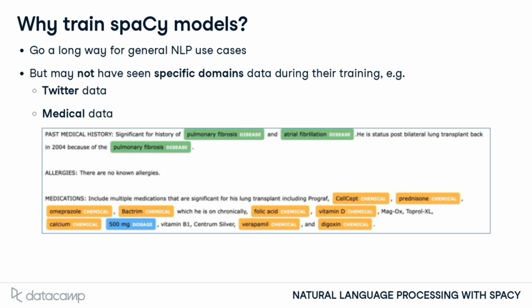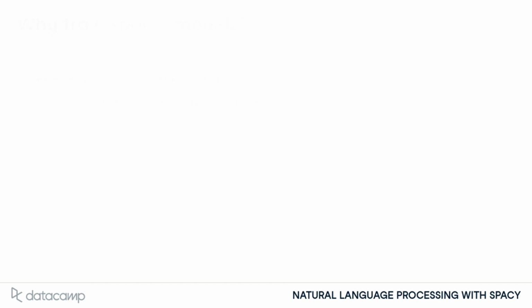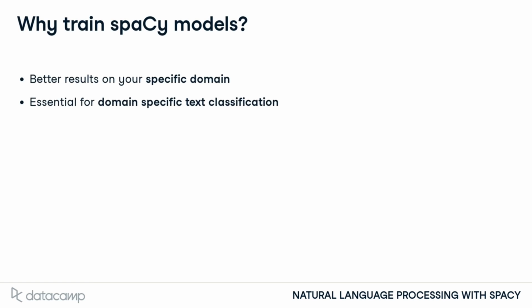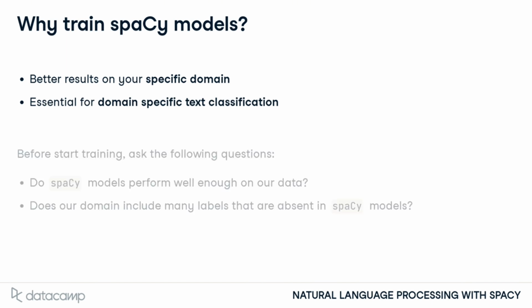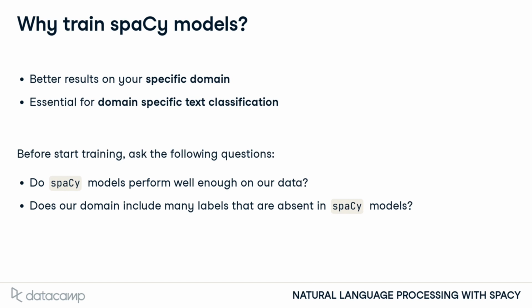The snapshot shows an example of NER model results that is trained on medical domain data and hence performs well. We can usually make the model more accurate by showing it examples from our domain, and we often also want to predict categories specific to our problem. Before starting to train, we need to ask the following questions. Do Spacy models perform well enough on our data? And does our domain include many labels that are absent in the Spacy models?